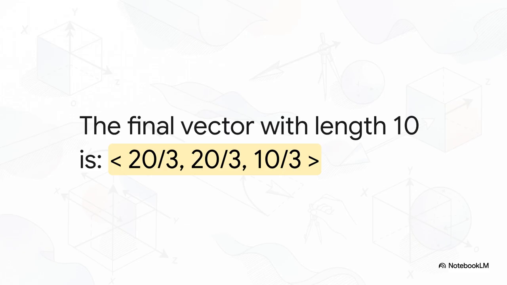Step 2, create the unit vector. We just divide each component of our original vector by that magnitude, 3. So we get (2/3, 2/3, 1/3). This new vector has a length of exactly 1. Perfect. Step 3, scale it up. We just multiply our new unit vector by 10, giving us our final answer, (20/3, 20/3, 10/3).